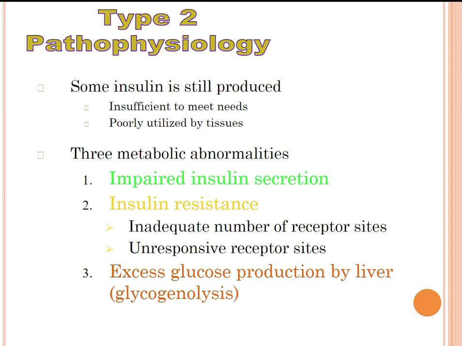Please note that there is also a fourth metabolic abnormality besides the three that are on the slide, and this is the inappropriate production of hormones and cell signaling proteins called adipokines by adipose tissue, including leptin and adiponectin. This results in altered glucose and fat metabolism. And this is just another way in which there is an imbalance of sugar in the body in diabetes type 2.